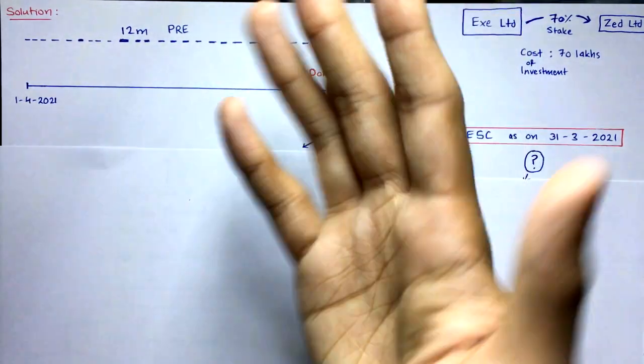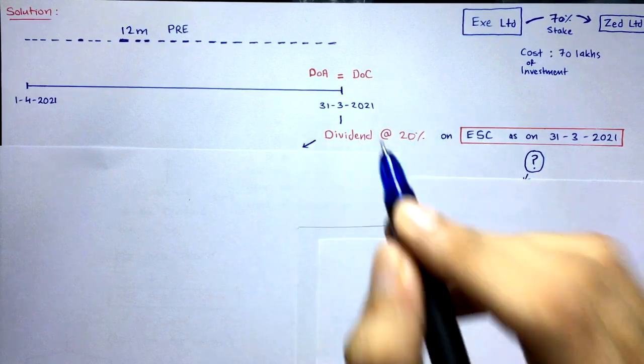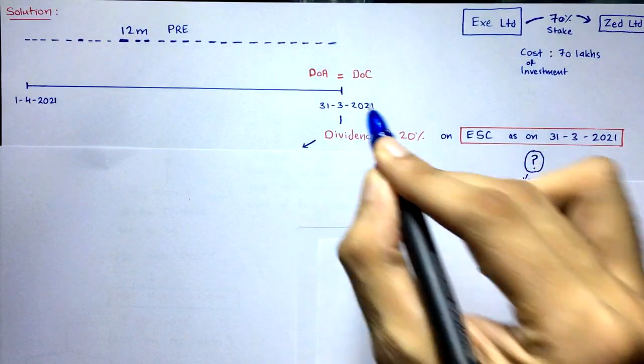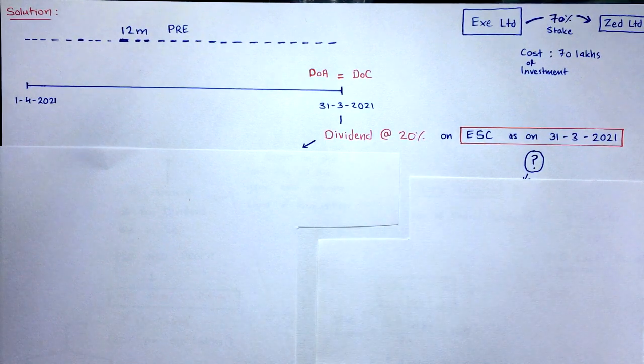There is no post-acquisition profit over here. Is that clear? So this entire dividend which is given out on the last day would be pre-acquisition dividend. Is that clear? This would be pre-acquisition dividend. Now we'll come to that. Don't worry. Let's just read that dividend thing again.